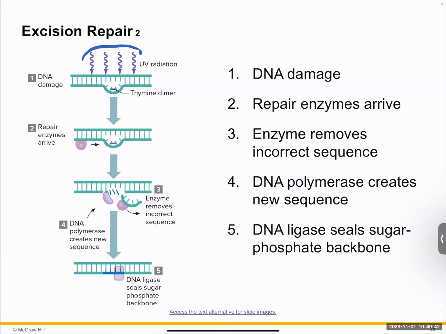So let's say UV rays come in, causing damage to your DNA sequence, and you create the thymine dimer, which is basically, again, a covalent bond forming between two T's. So the repair enzyme comes in. Here's your repair enzyme. The repair enzyme removes the incorrect sequences and replaces them with the proper nucleotides. And then your DNA ligase comes into play and glues everything back into place.